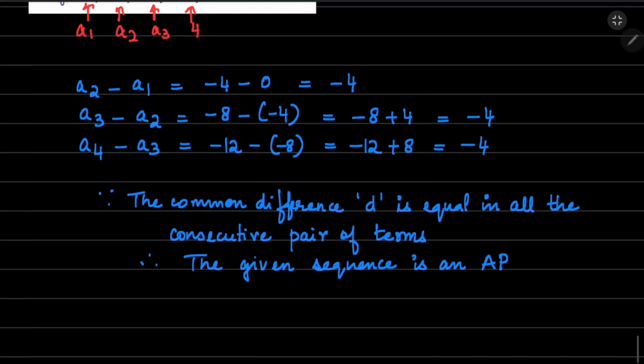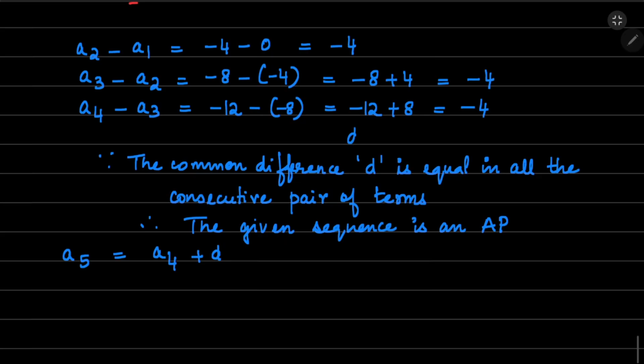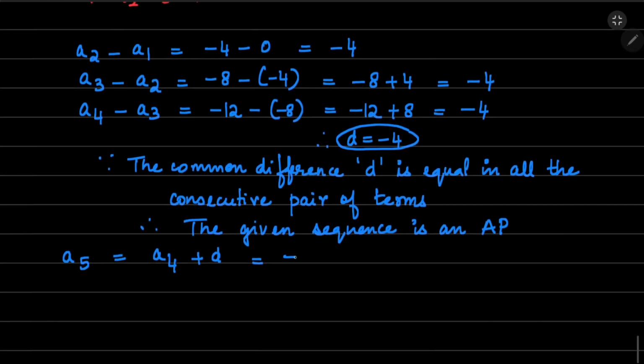So let's do it. Okay, so fifth term, that is A5, will be equal to the fourth term plus d. Here, therefore d is equal to minus 4. So what is your fourth term? Fourth term is minus 12. So minus 12 plus d, which is minus 4, is equal to minus 16. Minus 12 minus 4, that is minus 16.